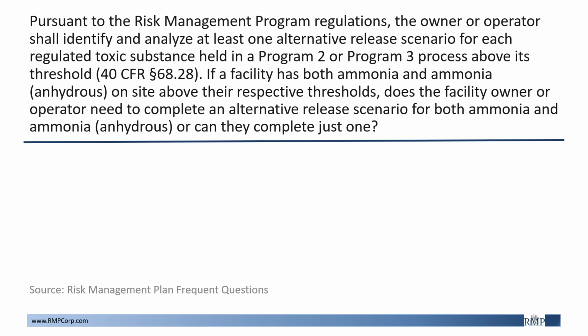Pursuant to the Risk Management Program regulations, the owner or operator shall identify and analyze at least one alternative release scenario for each regulated toxic substance held in a Program 2 or 3 process above its threshold. If a facility has both ammonia and anhydrous ammonia on site above their respective thresholds, does the facility owner or operator need to complete an alternative release scenario for both ammonia and anhydrous ammonia, or can they complete just one?